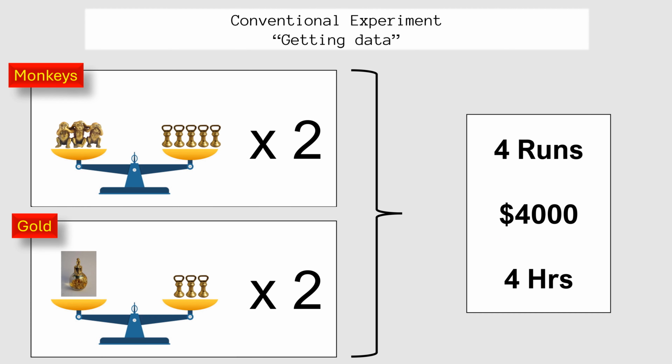The conventional approach of getting data is to measure each object twice. Therefore, the result is 4 measures, or runs, as they're called in DOE. So the balance is used 4 times at a cost of $4,000 and a time requirement of 4 hours. Can we improve on this? Yes, and absolutely we can improve on this.